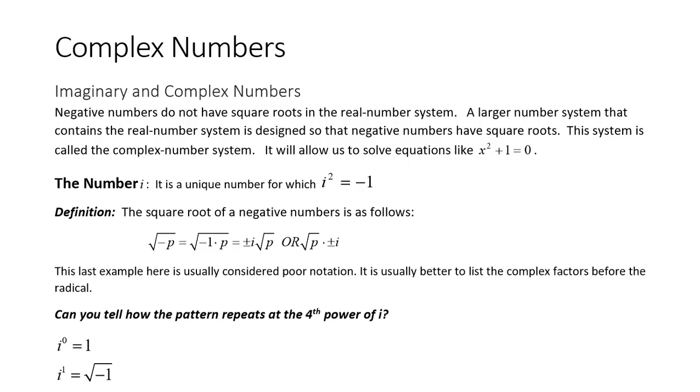In this section, we're going to look at complex numbers. Complex numbers include regular numbers and something called imaginary or lateral numbers. Negative numbers do not have square roots in the real number system. A larger number system that contains the real number system is designed so that negative numbers have square roots. This system is called the complex number system.